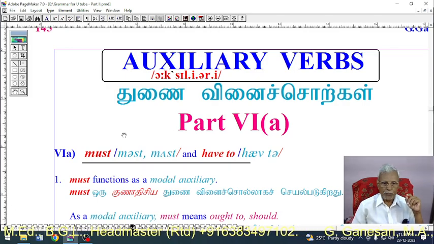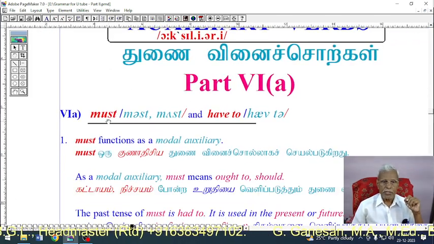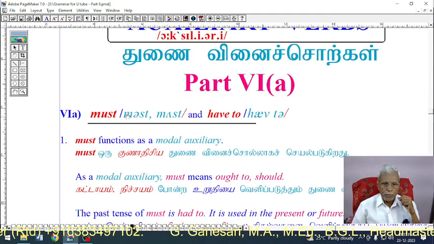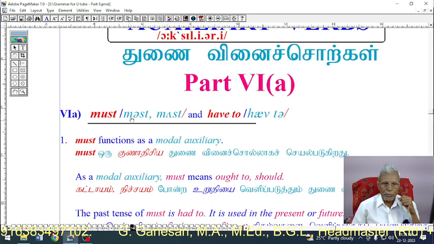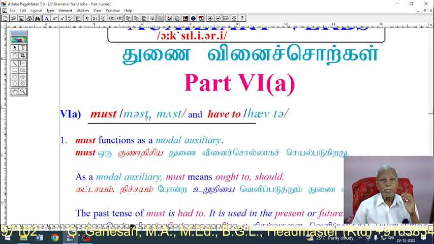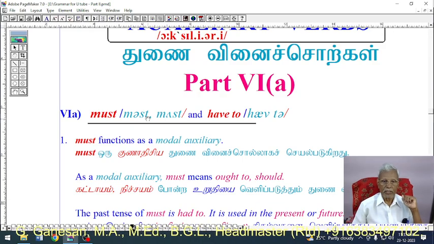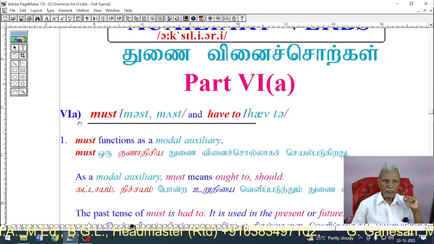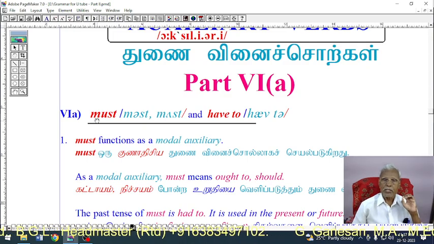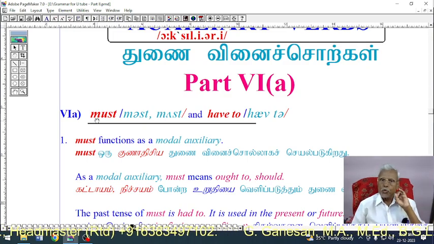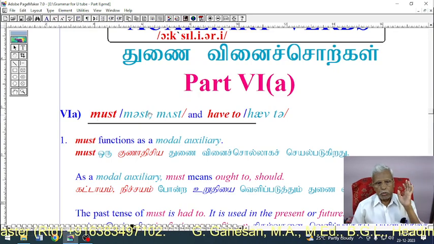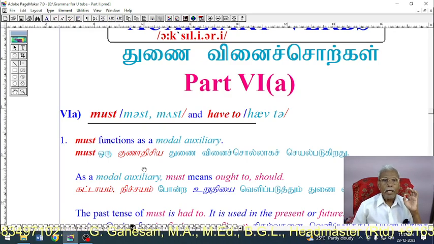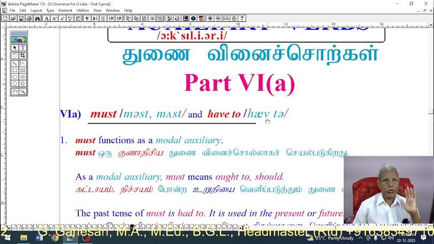Part 6a. See, dear students, this word M-U-S-T should be pronounced as must. This word MUST has 2 types of pronunciation, one is weak, another is strong. Weak form is must, strong form is must. And have to, its pronunciation is have to, strong form only.